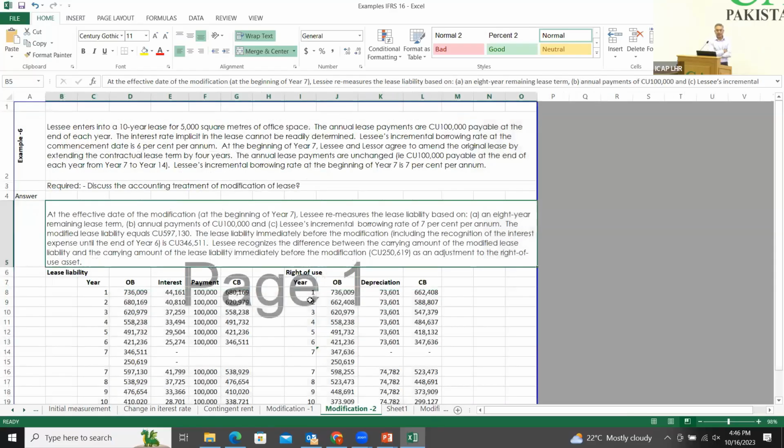Okay, let's have this example. Lessee enters into 10-year lease for 5,000 square meters of office space. The annual lease payments are 100,000 payable at the end of each year. The interest rate implicit in the lease cannot be readily determined. Lessee's incremental borrowing rate at the commencement date is 6%. At the beginning of year 7, lessee and lessor agree to amend the original lease by extending the contractual lease term by 4 years. Here we have extension in the lease term.